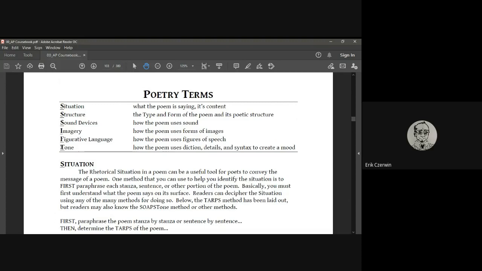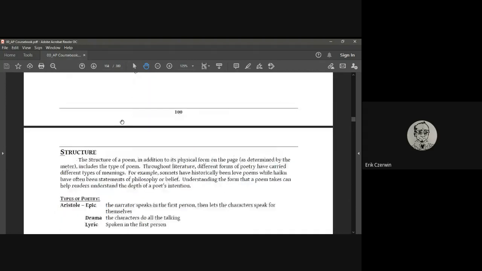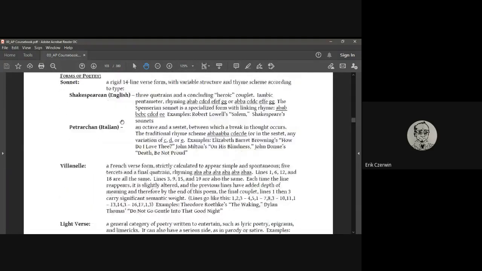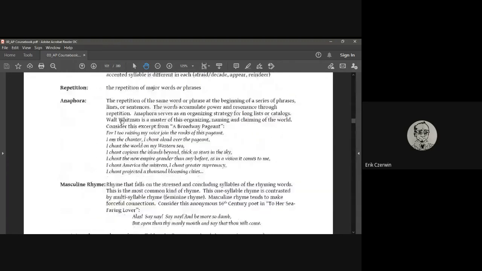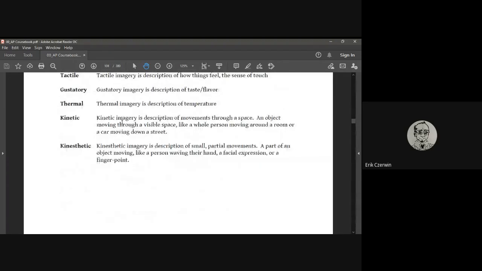And then of course, tone. What is the tone of the poem? You might think of it as mood. Not a great word for it, but just like you use a tone of voice, there is tone in poetry. So all of those are laid out, and as you flip through the pages, you'll see all the different sound devices and the things that I've collected there for you in this packet.